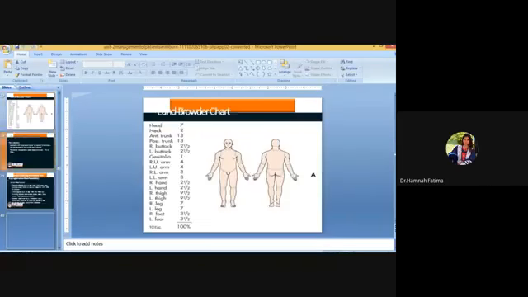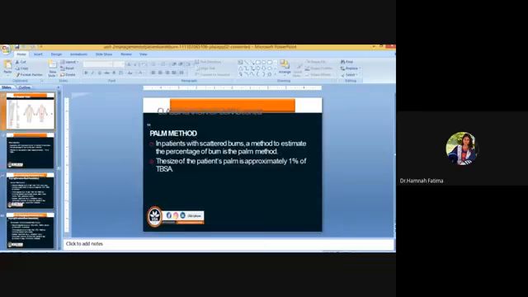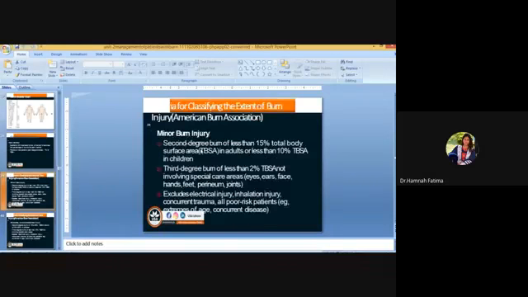We have already discussed this. Palm method. The size of the patient's palm is approximately 1% of the total body surface area. Now calculate by placing palms.